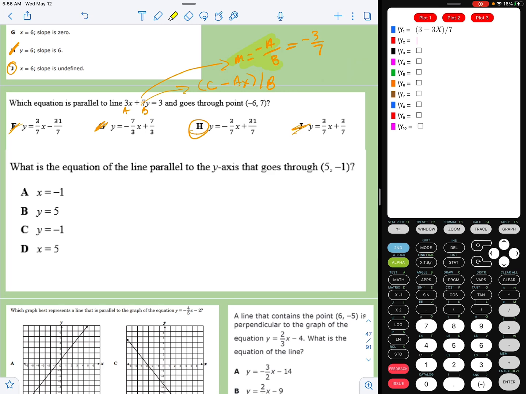All right, and then this next question says, what is the equation of the line parallel to the y-axis that goes through 5, -1? Whenever we talk about being parallel or perpendicular to a y-axis, I like to draw a picture. So let's say this is our coordinate plane, right? We have the x-axis right here. Here's the y-axis. If there's a line that's parallel, then it's going to be vertical, right?